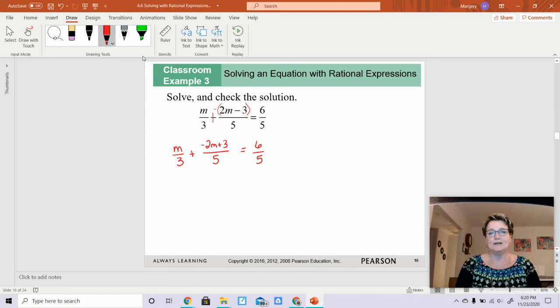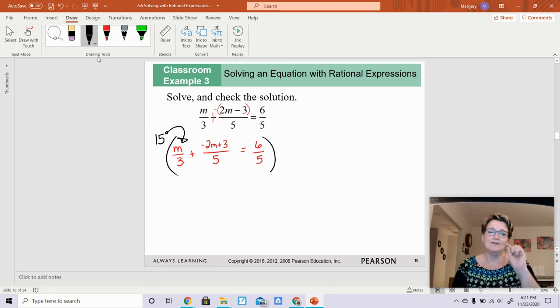All right. So now, because this is an equation, I'm going to get rid of the fraction. So I'm going to multiply it by its common denominator. They both have a 5, so 15 would be the closest number that they can both go into. So I'm going to multiply the whole thing by 15. 15 times the first fraction: 15 divided by 3 is 5. 5 times m is 5m.